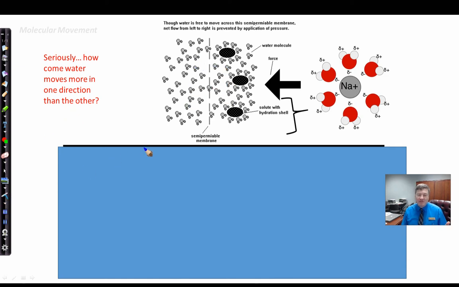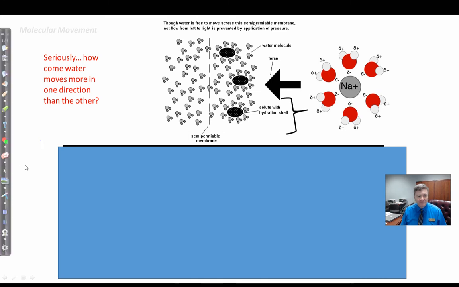So the reason, again, that water is moving is not because it wants to. Please don't say, water wants to go. Water doesn't want anything. Water is bouncing around randomly. If it's sticking to stuff, then it can't move the same way that water that isn't sticking to something can move.